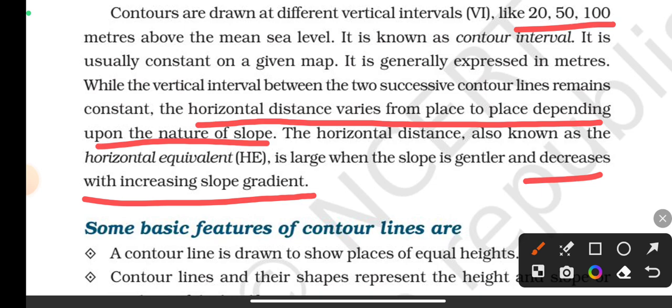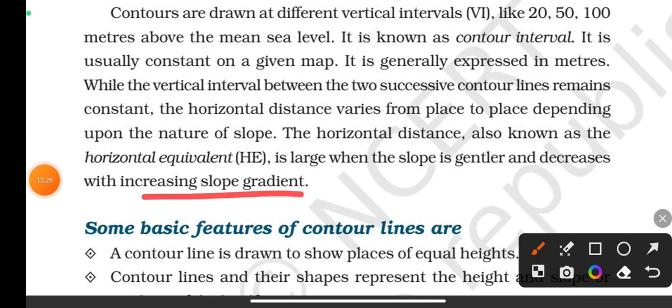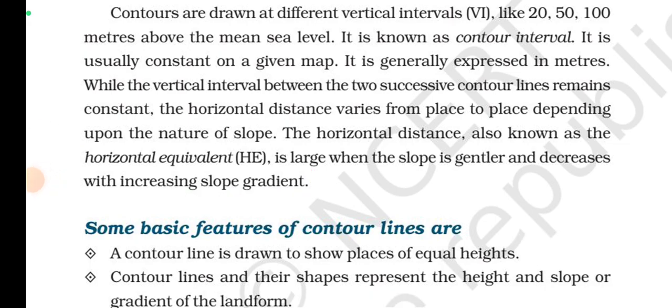Okay, I think a more detailed explanation is needed here, and we will note it. So just note this line. The horizontal distance varies from place to place, and the horizontal equivalent, HE, is large when the slope is gentler and decreases with increasing slope gradient. So remember this statement, it can be asked directly as true or false. Like that, statement-based questions.